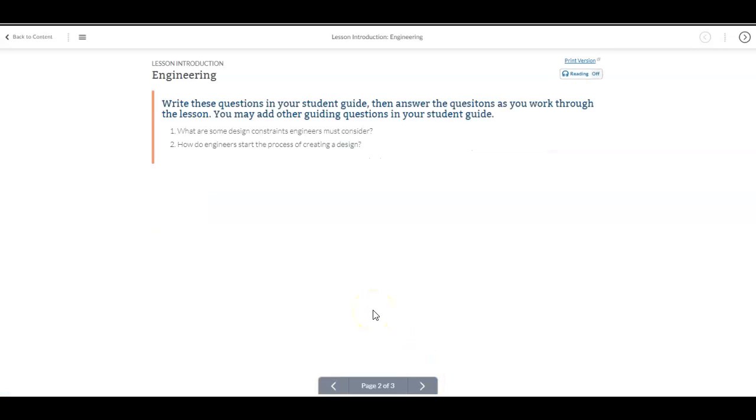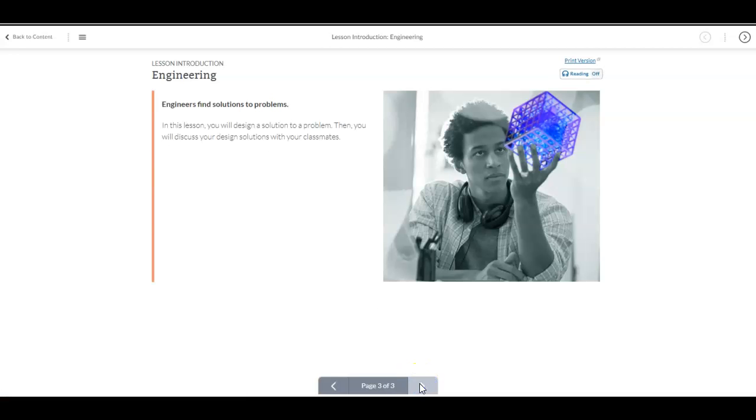So these are some things you can think about and write in your student guide just to help make sure that you are understanding the content. And so question 1 says, what are some design constraints engineers must consider? And 2, how do engineers start the process of creating a design? So we know that engineers find solutions to problems. So in this lesson, we will design a solution to a problem. And then there is a discussion again, but you will not be submitting that part.